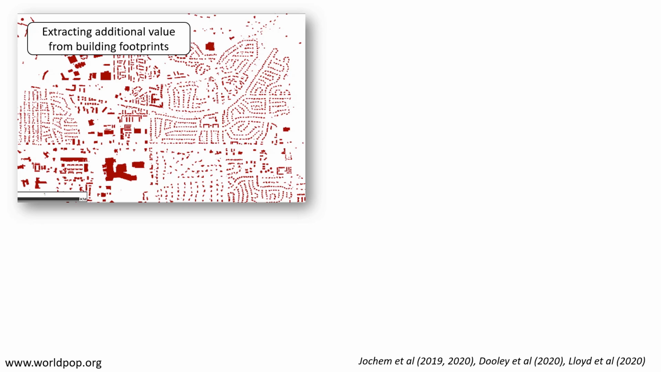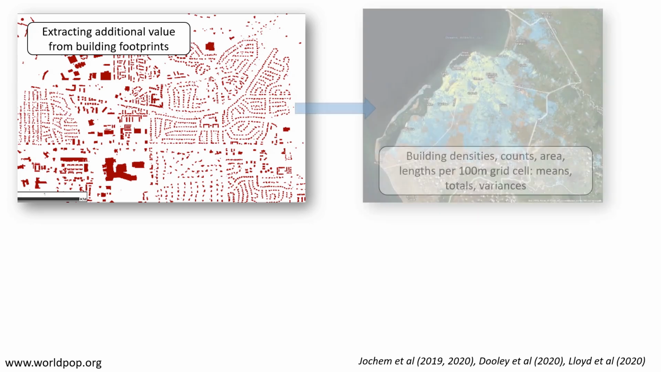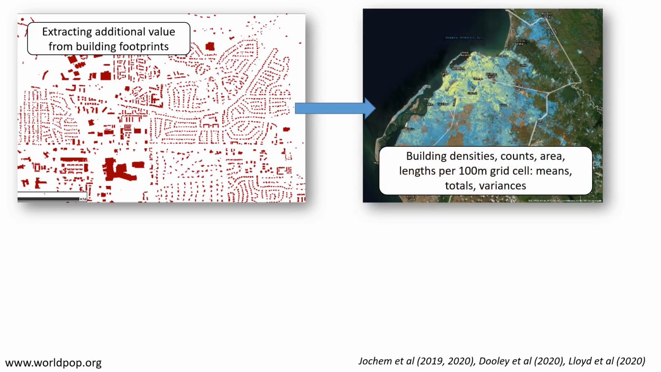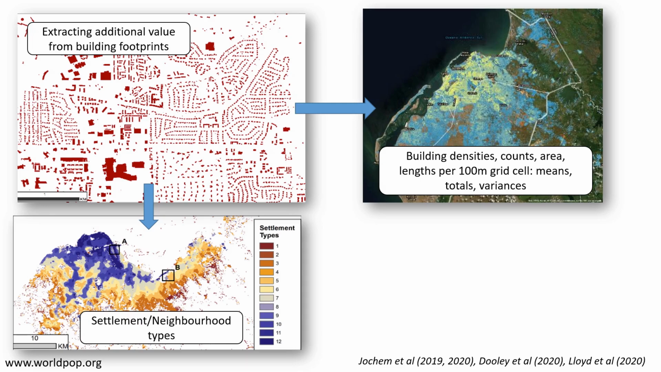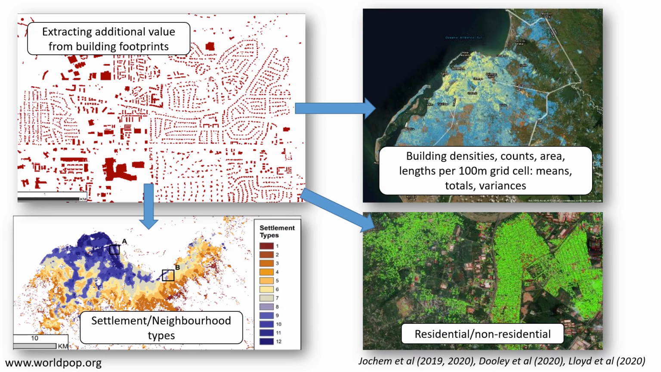In WorldPop, we then try and extract as much extra information from these data sets as possible. So not only the presence of buildings, but processing those data to try and get information on building densities, counts, areas, lengths, patterns within that data. Use those patterns to try and then segment out where are different types of neighborhoods, and where are the informal settlements, those areas that might have much higher population densities than others. And where are the residential buildings and non-residential buildings, trying to then classify those data sets so that we can have a better indication of where populations are likely to be and where they're not likely to be.